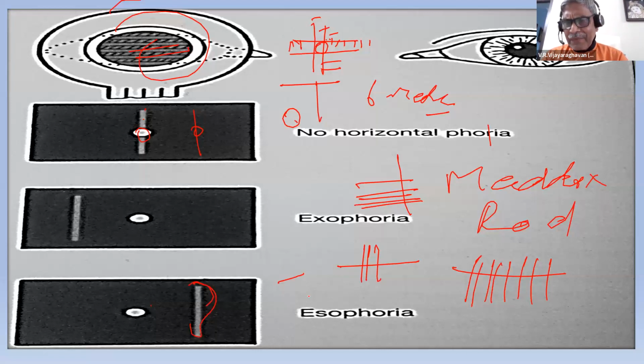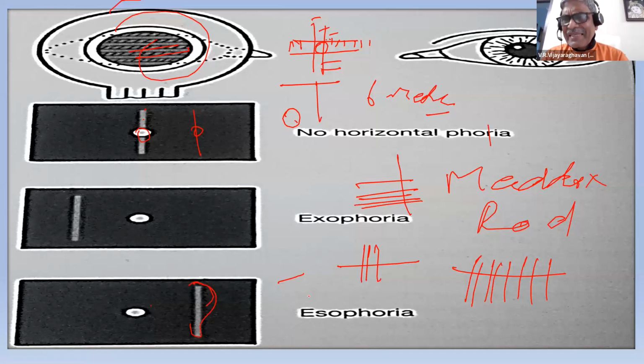Here I have to use a light source and a tangent scale that is kept at 6 meters. The Maddox rod is nothing but multiple cylinders placed side by side. It may be colored, usually red. I can have green also, nothing wrong, or colorless also. It doesn't matter. But the basic thing is that the right eye sees a line and the left eye sees a bulb or a light source, which cannot be fused.